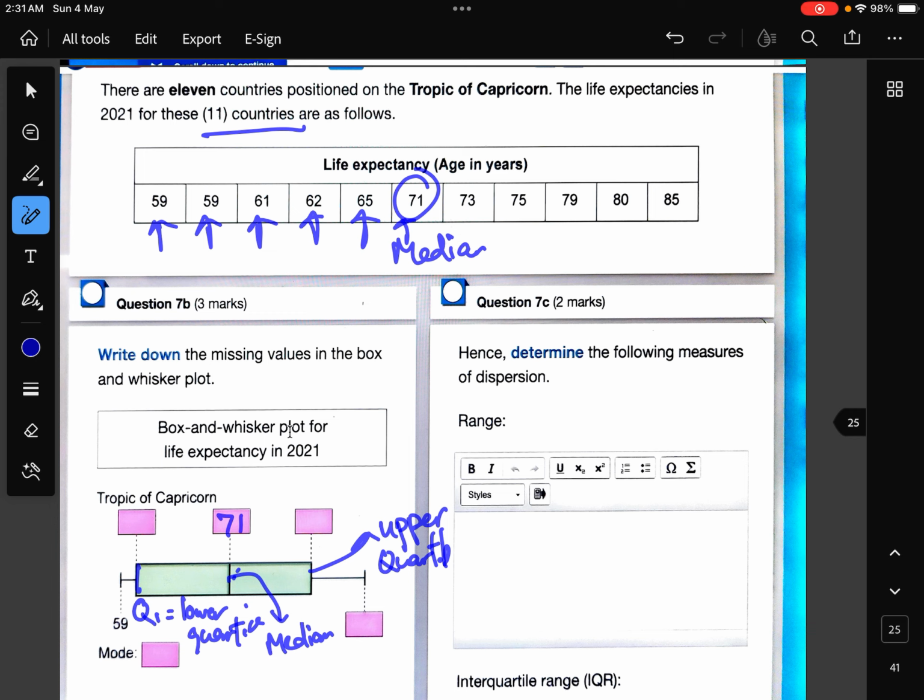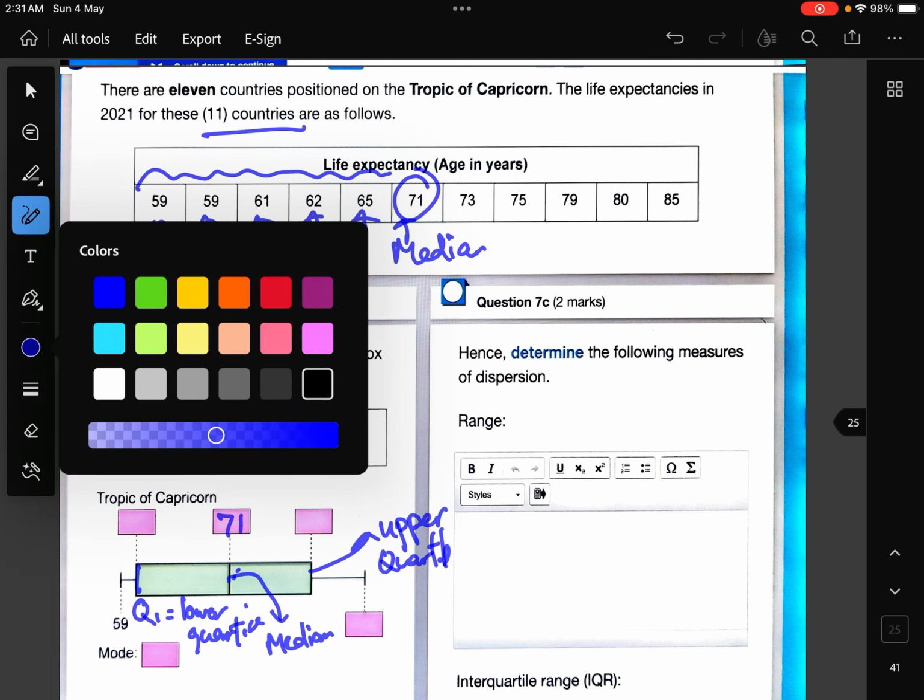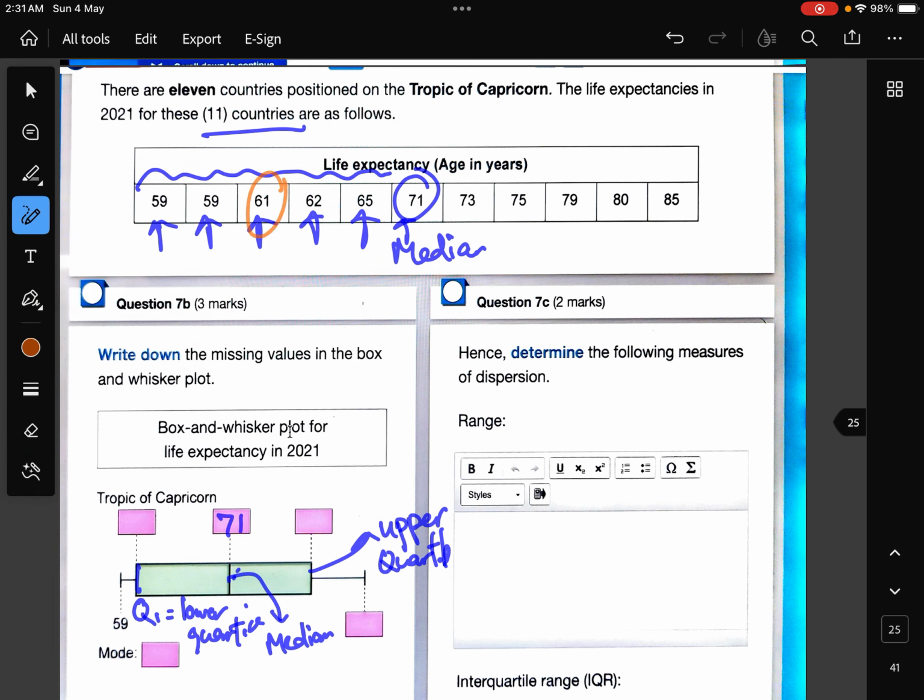Now, to find the lower quartile, you need to look at these 5 numbers that come before the median, and we're going to find the median again. And ultimately, we just realized that this number is going to be the lower quartile. And again, on the other end of the spectrum here, we have 79, which is going to be the upper quartile for this. Okay, so we're going to put the numbers here to be 61, and this will be 79, and finally the last number should be the maximum, which is 85.